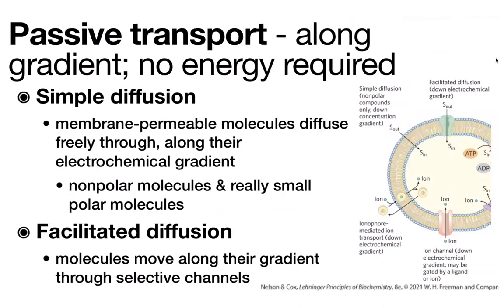So with passive transport, remember that this is along our gradient. So this is going to be in the exergonic direction, so it's going to be energetically favorable. We mentioned how there were a few things that could freely diffuse, so nonpolar molecules and really small polar ones. And they're going to be able to diffuse simply based on their electrochemical gradient. So it's going to be an electrochemical gradient, but really it's just going to be a chemical gradient.